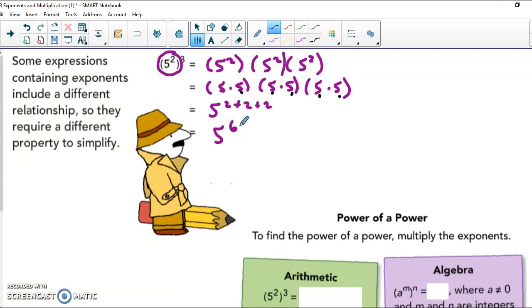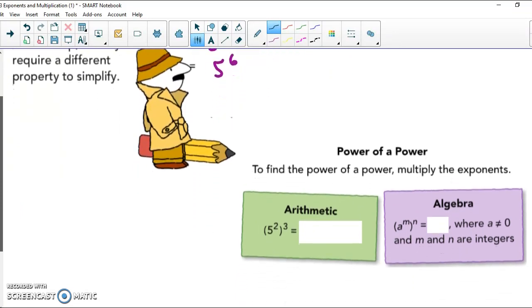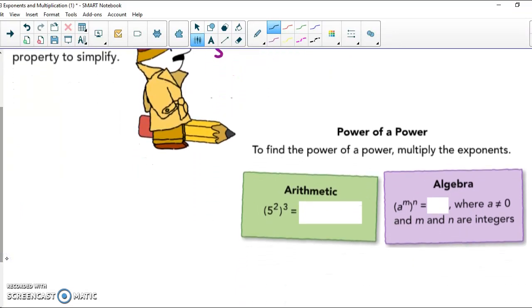So if that is the case, then clearly I have a little bit different rule because I'm not adding my powers when I do power of a power. When I find the power of a power, I need to multiply the exponents. So we really need to keep track of when we are doing power of a power and when we are just multiplying exponents that have the same base.